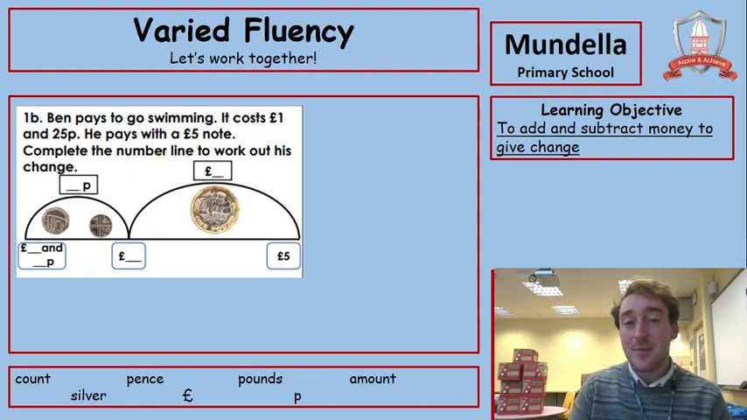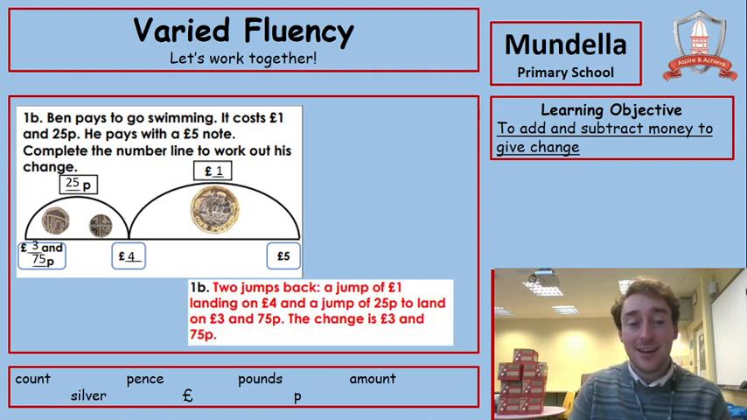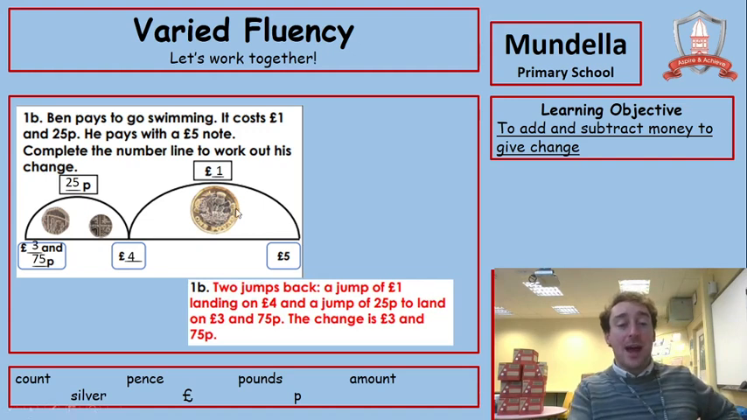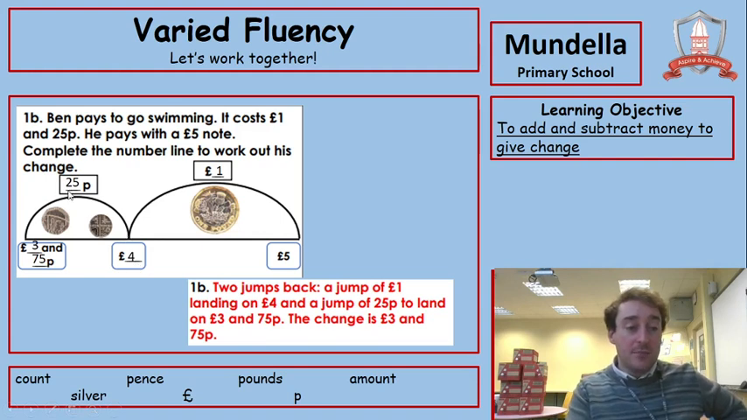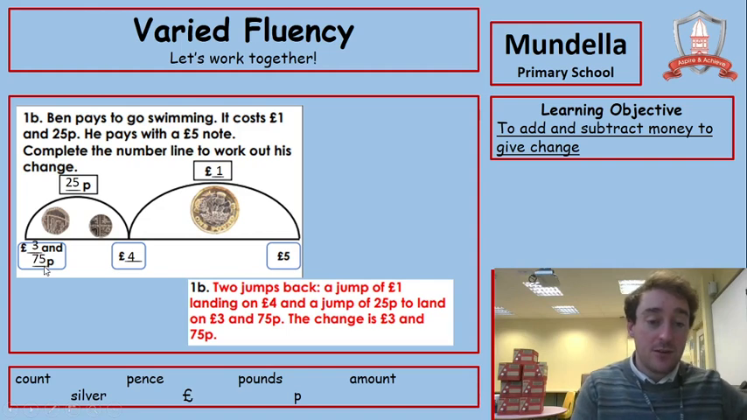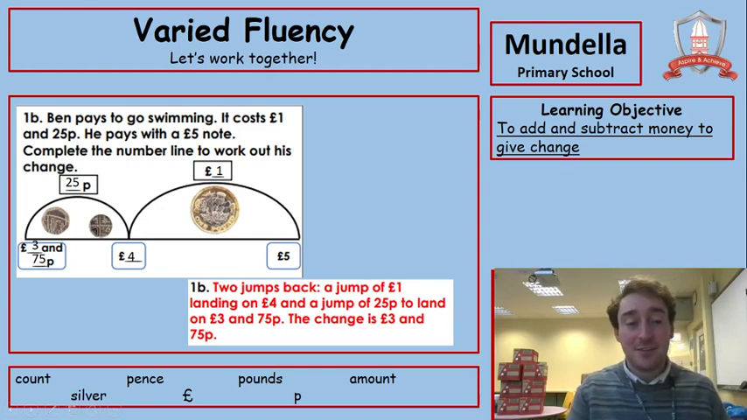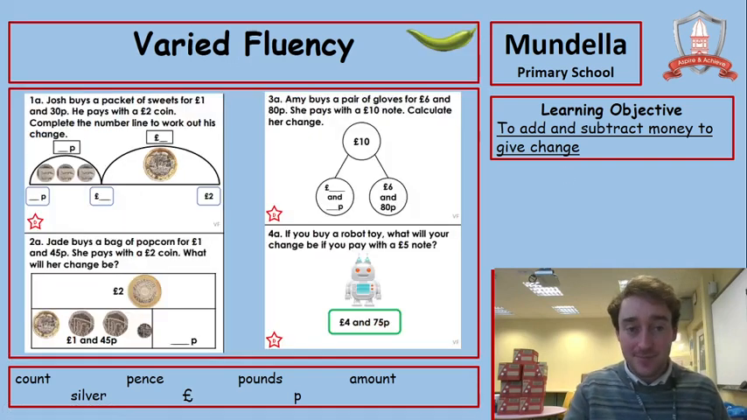I took a bit of time there just to see if you could work it out with me. Excellent. Yeah, we got 2 jumps back. We've got a jump of £1 there, landing us back on 4. And then we've got a jump of 25p, and that lands us back on £3.75. So that's his change, £3 and 75p.